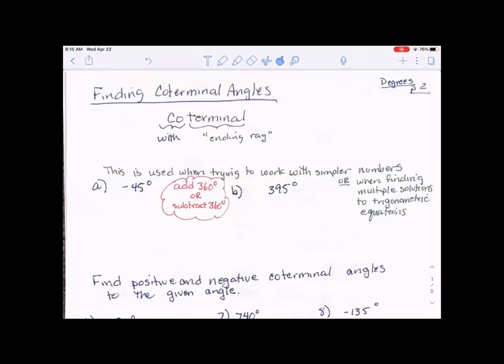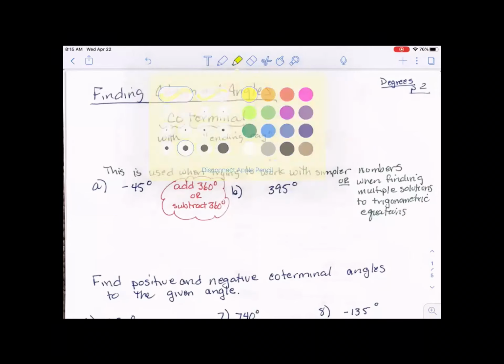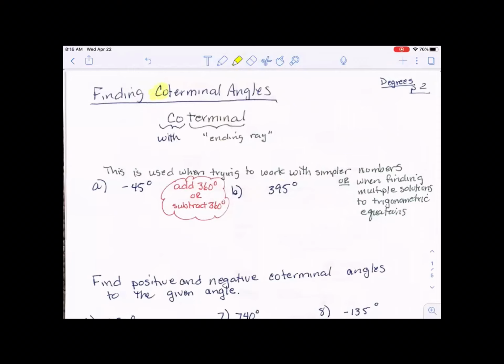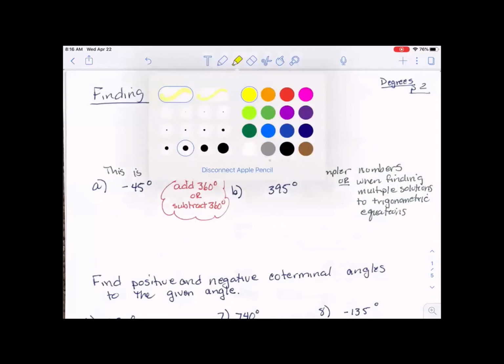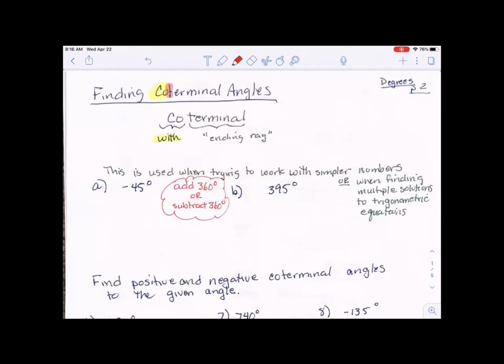So the next thing you're going to see in this section is finding coterminal angles. Coterminal, break the words down. Co just means with. I think of my Spanish. I don't know a lot of Spanish, but I know co means with in Spanish. And then the terminal side, we just learned that the terminal side is our ending ray, or the ending side of our angle. So coterminal angles are angles that start at the same place and end at the same place.